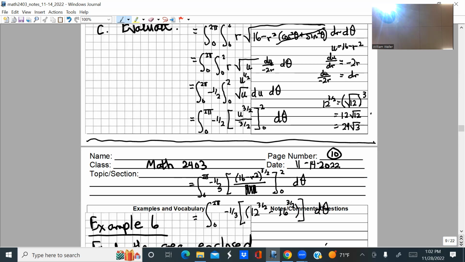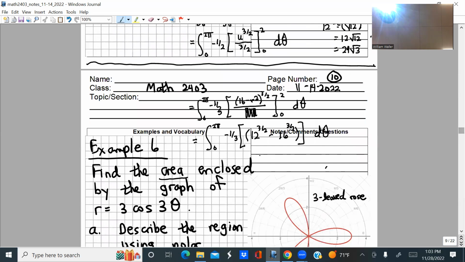This must be very easy. What's 16 to the 3/2 power? Is that 48? No, I did that wrong, right? 64? Yeah, the square root of 16 cubed is 64, right? Okay, so I still have the integral from 0 to 2 pi of minus 1/3 times, let's see, we said that was what? 24 times the square root of 3 minus this is what? 64?